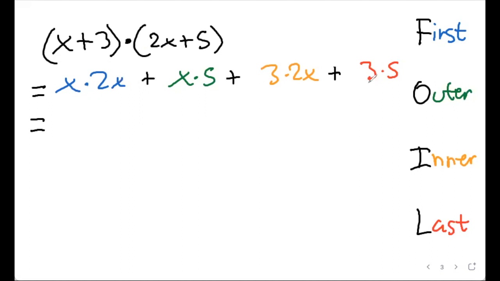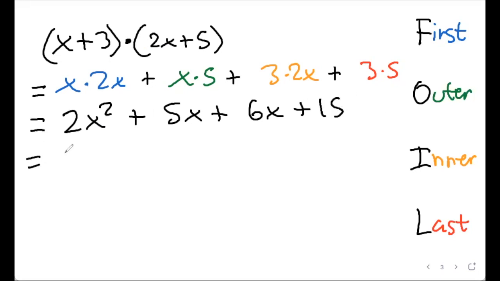Okay, so I think we can simplify some of this stuff. X times 2x is 2x squared. X times 5 is 5x. 3 times 2x is 6x. 3 times 5 is 15. I could write a multiplication symbol here, but I'm choosing not to. We can add some like terms here. If we have 5x's and 6x's, then how many x's do we have? 11 x's. 2x squared plus 11x plus 15 is our final answer.